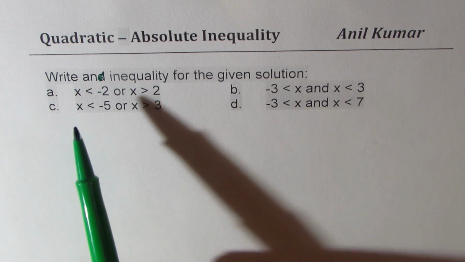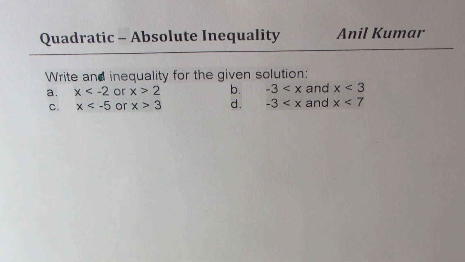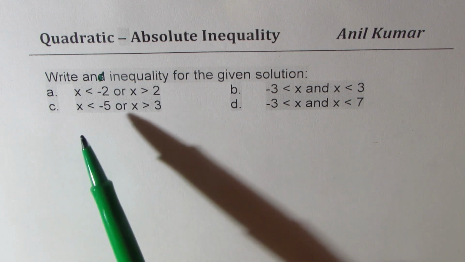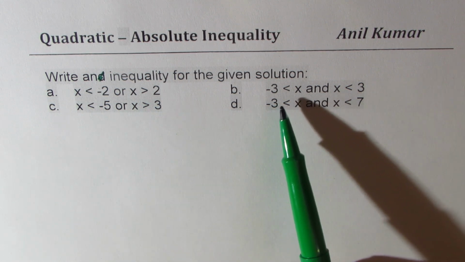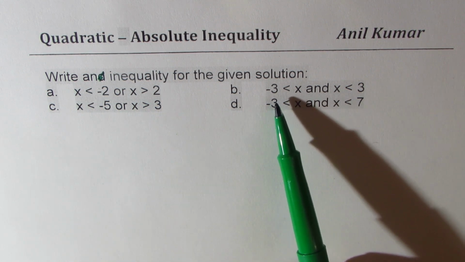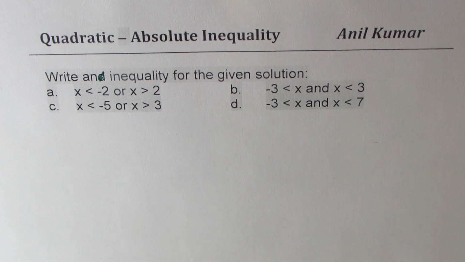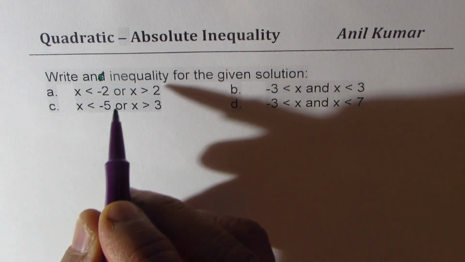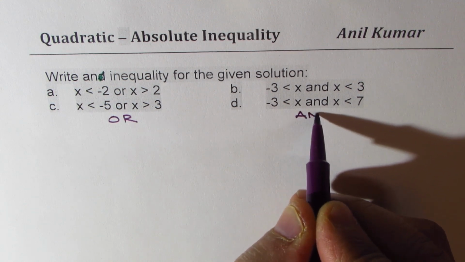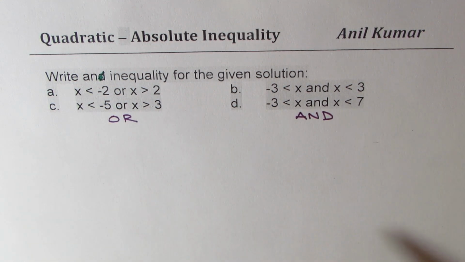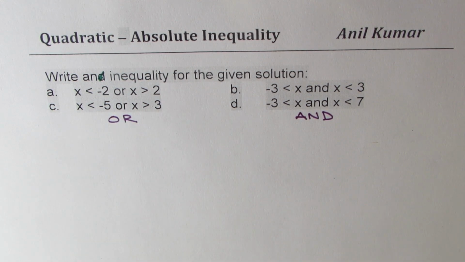This time, the question is: write an inequality for the given solution. So, we are given the solution and we'll write the inequality. A. X is less than minus 2 or x is greater than 2. B. X is greater than minus 3 and x is less than 3. So what you notice here is that we have solutions with OR on this side and on this side. C and D, I have changed the points so that the question really becomes slightly more difficult.